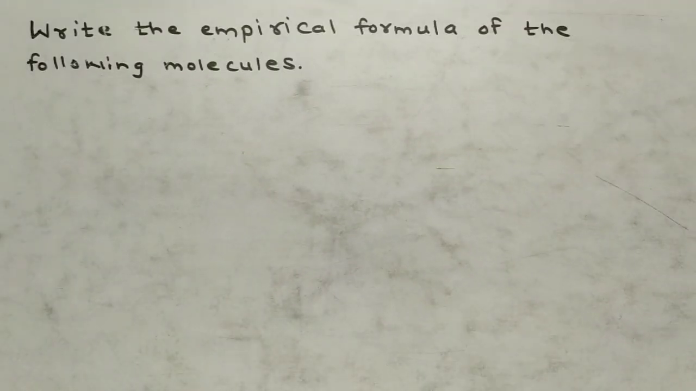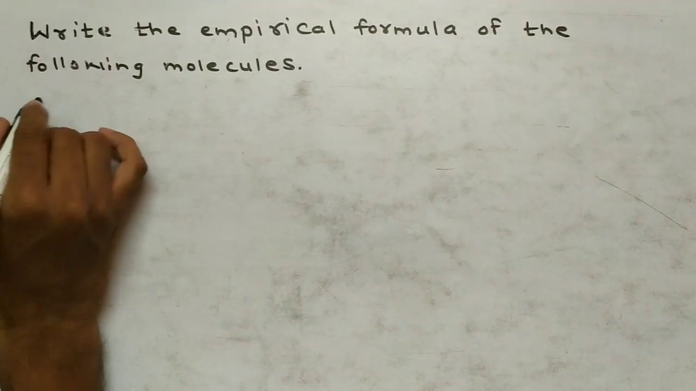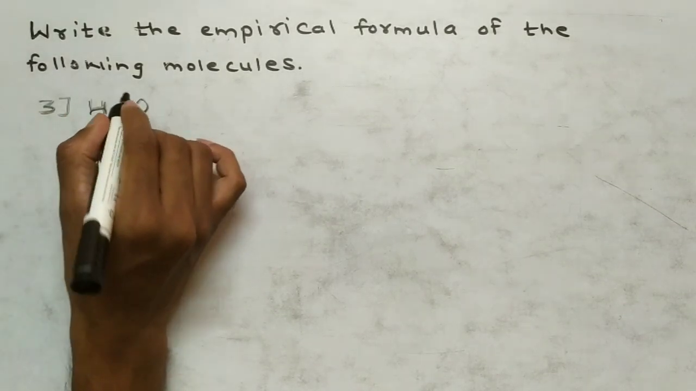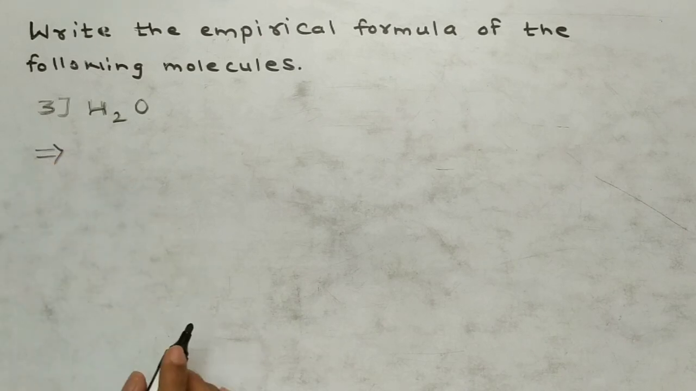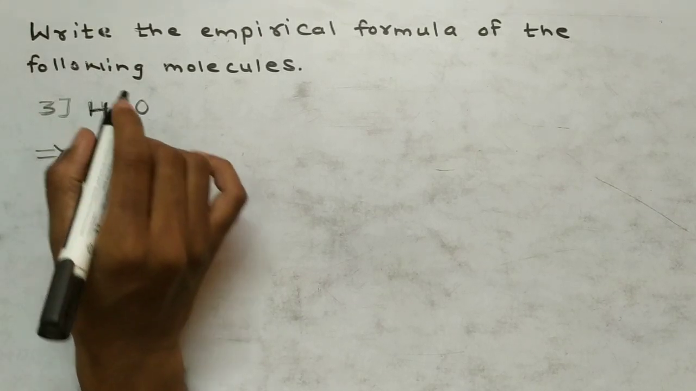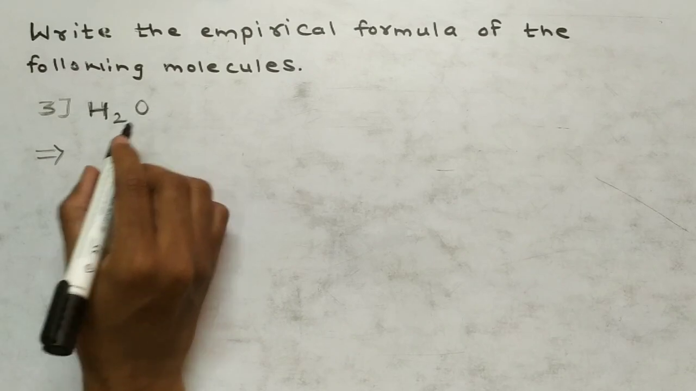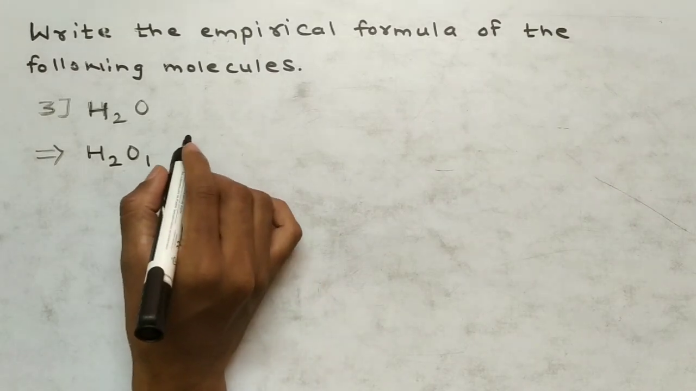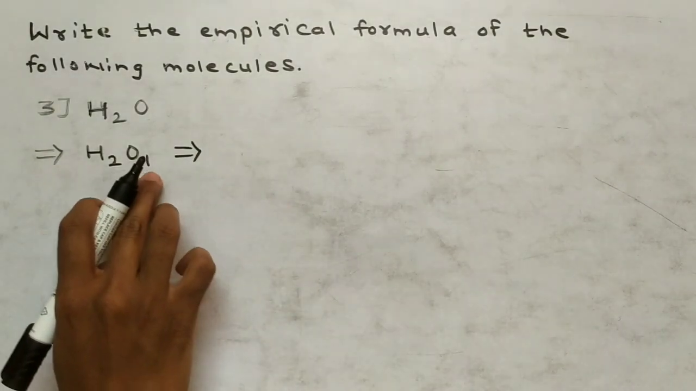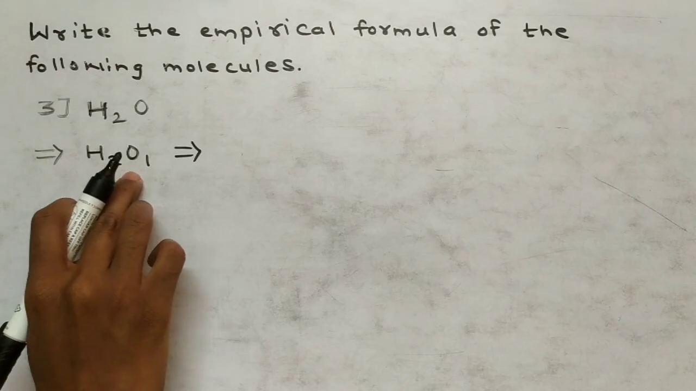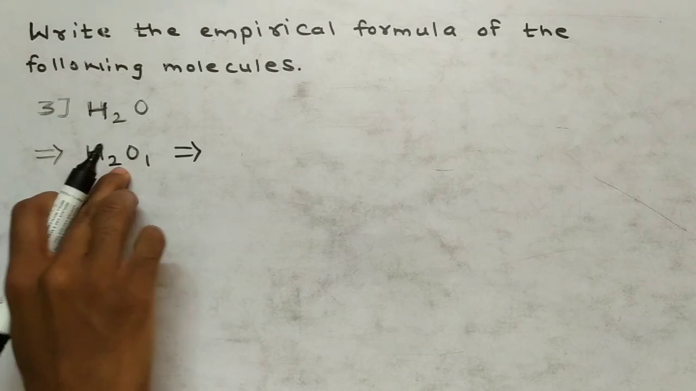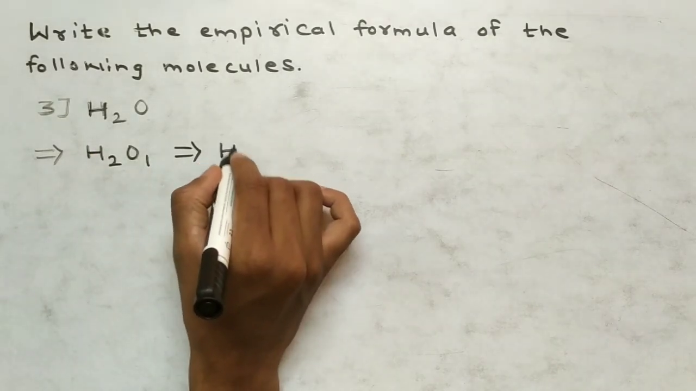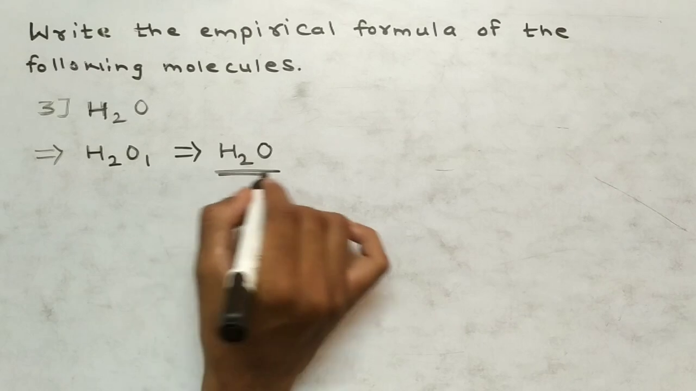Now let's take the third example. So third example is H2O. Now here if you will see, the smallest whole number in the subscript is 1, because we can write H2 and O1 like this. So if we divide this formula by, to this number 2 and this number 1 by 1, so we'll get again the same numbers. So our empirical formula will again remain the same as the molecular formula in this case.